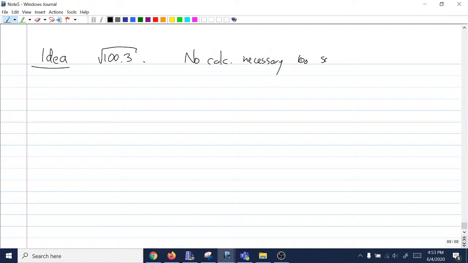To say, like, in whatever class you learned what the square root is, it's a little bigger than 10. That number is a little bit bigger than 100, so the square root of 100.3 is going to come out to be a little bit bigger than 10. No calculus necessary. And when you get to Cal 1, you know the idea of a tangent line. You can think about the function square root x.